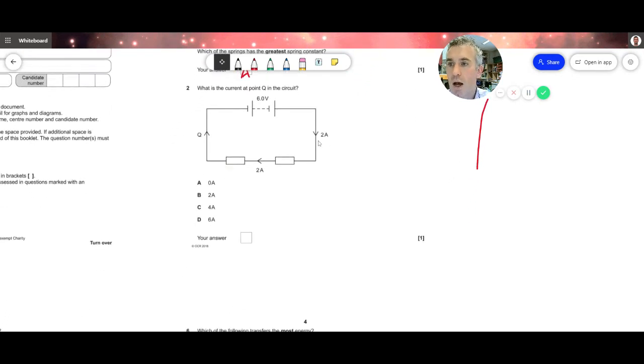What is the current at point Q? We've got 2 amps here, we have 2 amps here. The rule for series is that the current is the same everywhere. So we have 2 amps here. The answer is B.